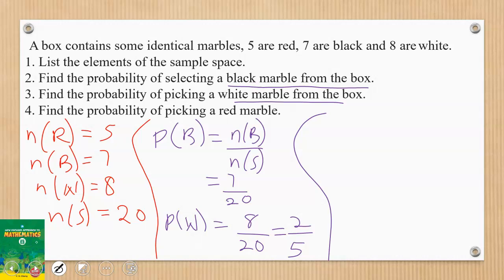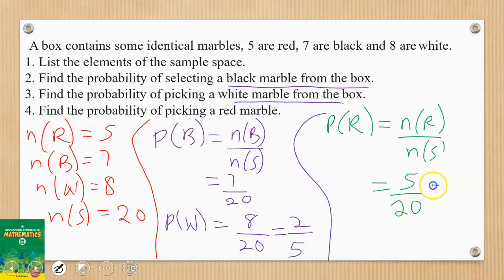Then we go to the last question. Find the probability of picking a red marble. So picking red is equal to the number of red, again, over the number of sample space. And red we have 5, sample space we have 20. And so the answer becomes 1/4. And so that's how we handle this. And you can see that all these events we've created are independent of the other. Let's take maybe a last example.